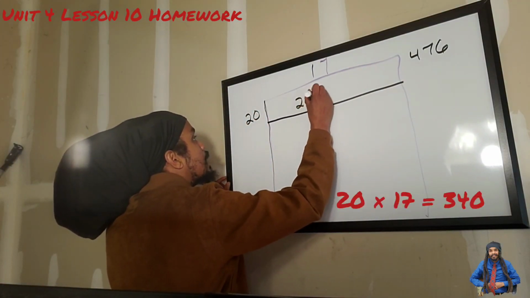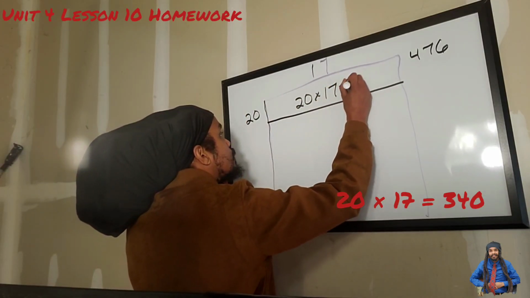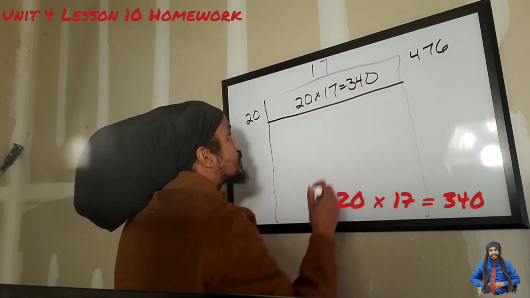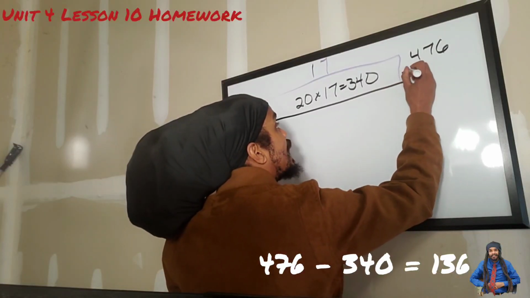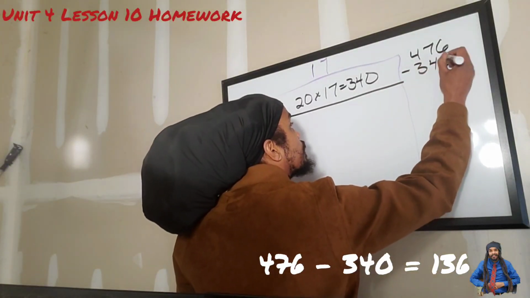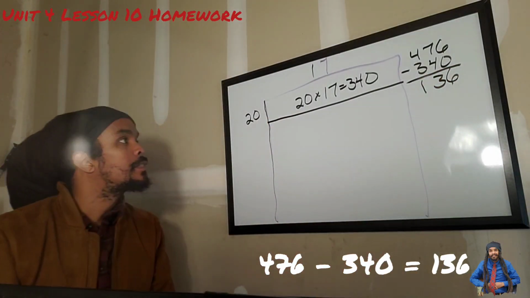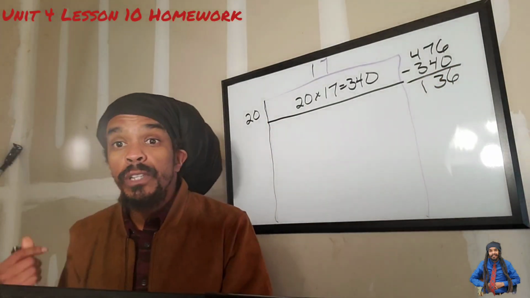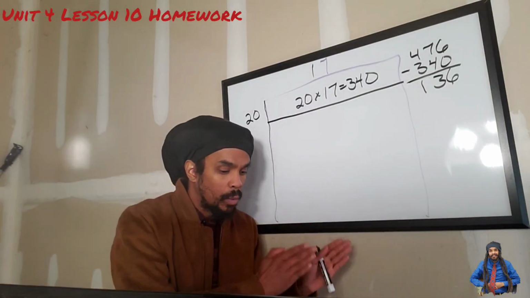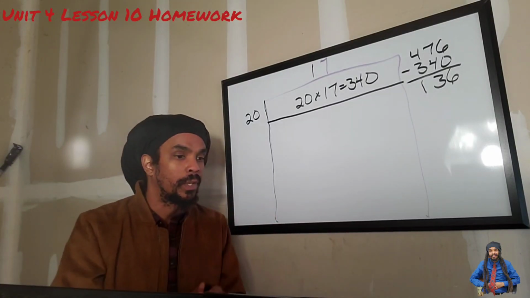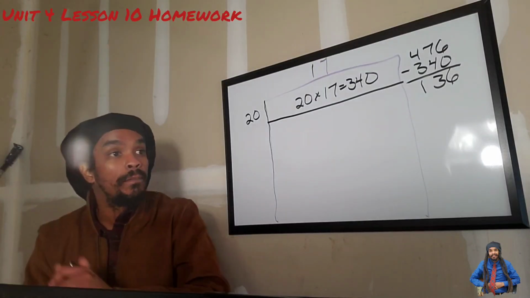So 20 times 17: 2 times 17 equals 34, plus 0 is 340. So now we're able to take a bigger piece out. 476 minus 340 equals 136. All right? The coolest thing about partial quotients is you can go at whichever level you feel comfortable. If you wanted to, you could just keep taking out the smallest piece, smallest piece, smallest piece, and get down to however you want to do it.